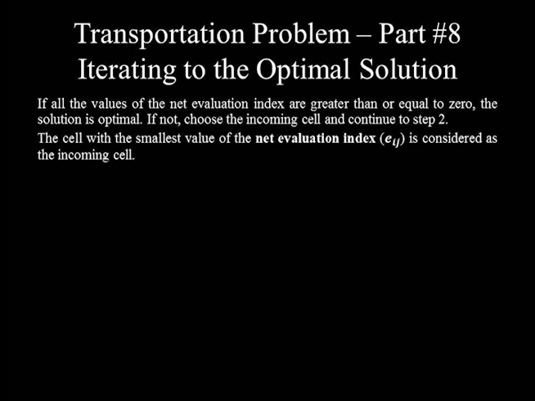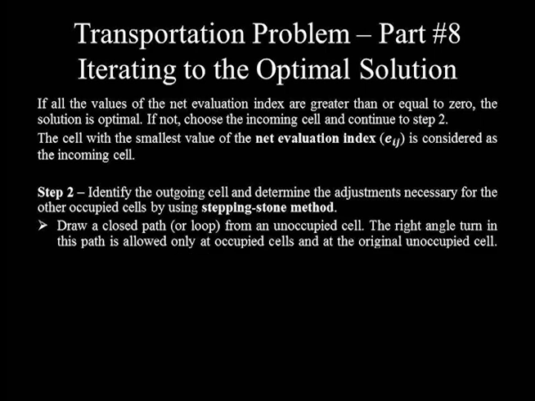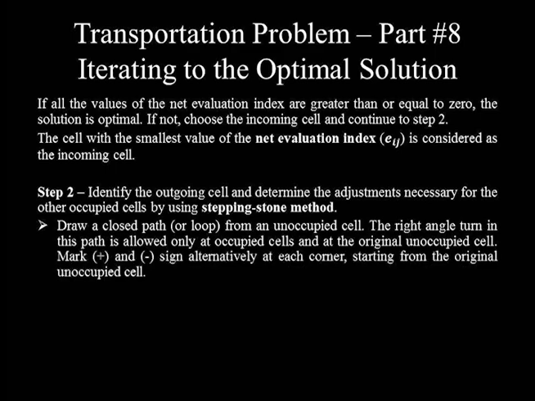Once we identify the incoming cell in these steps, we have to proceed to step 2 to identify the outgoing cell. That's step 2. Identify the outgoing cell and determine the adjustments necessary for the other occupied cells by using the stepping stone method. This step by itself has the following sub-steps. Sub-step 1. Draw a closed path or loop starting from an occupied cell. The right angle turn in this path is allowed only at occupied cells and at the original unoccupied cell. Mark plus and minus signs alternatively at each corner starting from the original unoccupied cell.